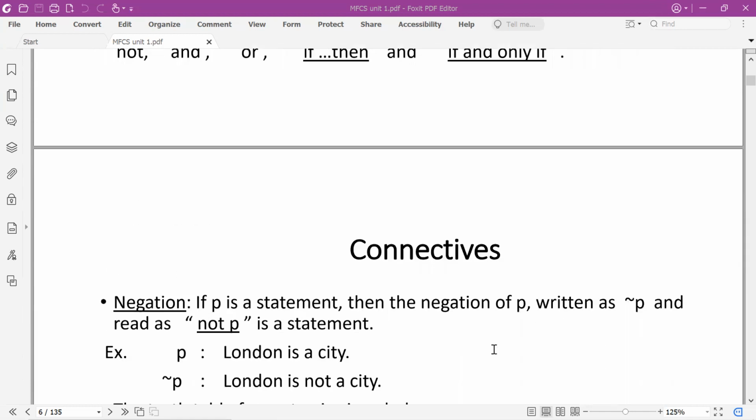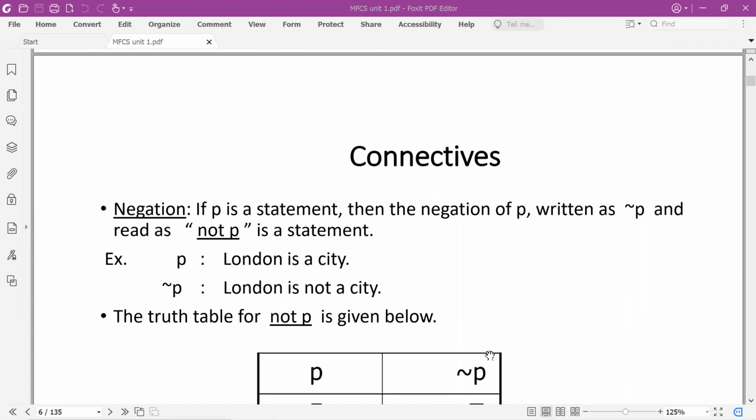So next are the connectives. The basic connective is the negation. If P is a statement, then the negation of P is written as ¬P and read as not P. That means if we have a simple atomic statement, for example, if P represents London is a city, ¬P means London is not a city. Suppose Q represents I am happy, then ¬Q means I am not happy.